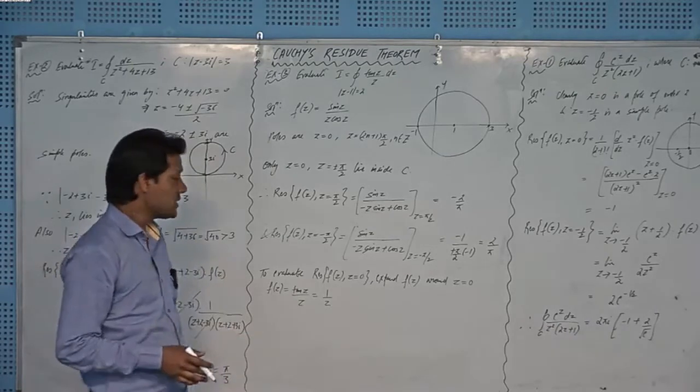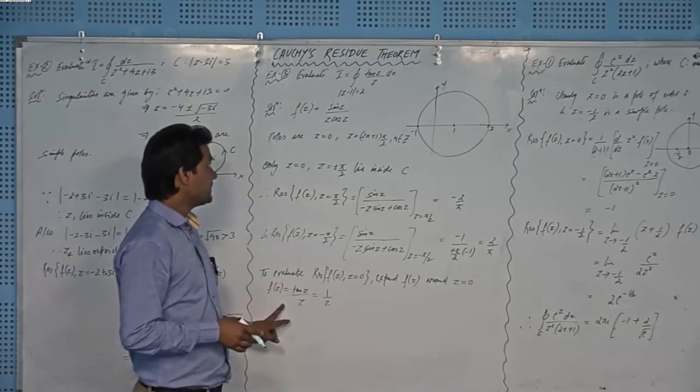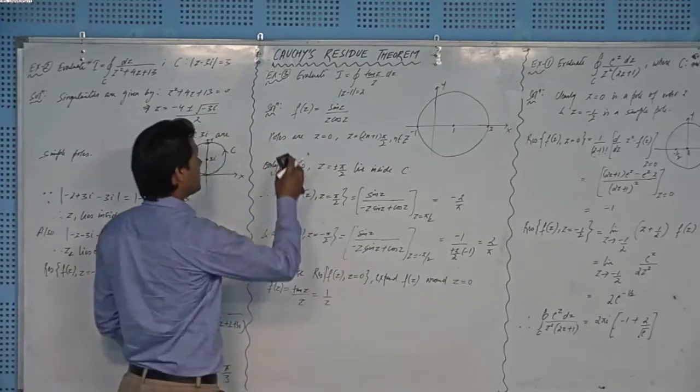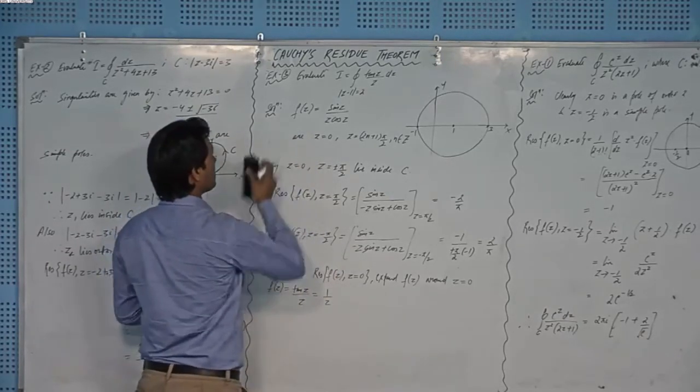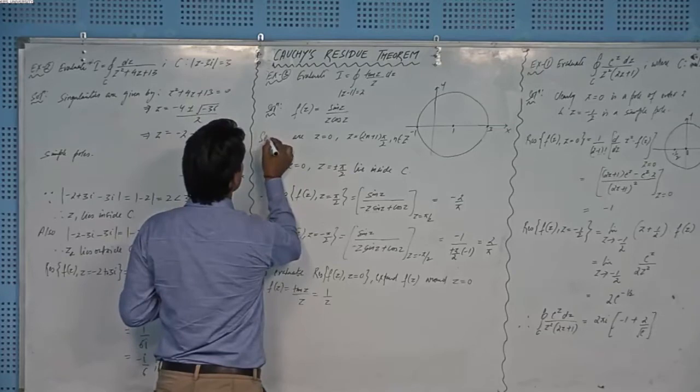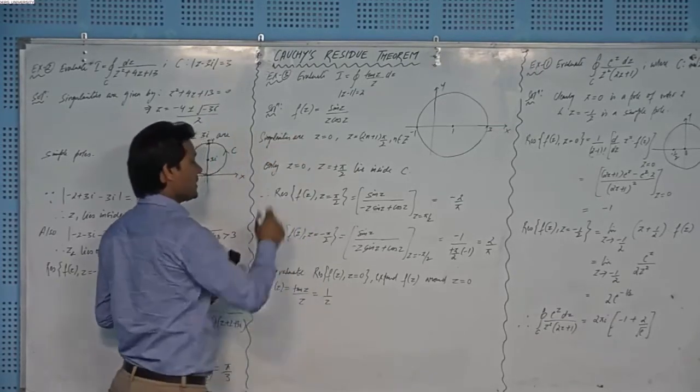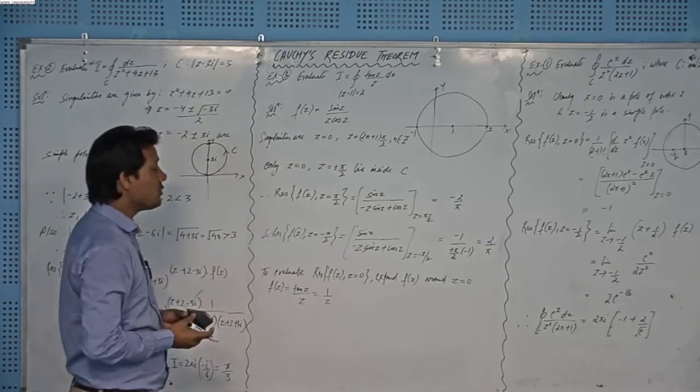So it indicates that z equal to 0 is a removable singularity, right? And that should be corrected here. I think the singularities are right. It is not a pole actually. z equal to 0 is not a pole. It is a removable singularity.